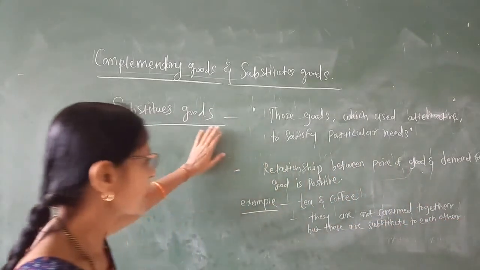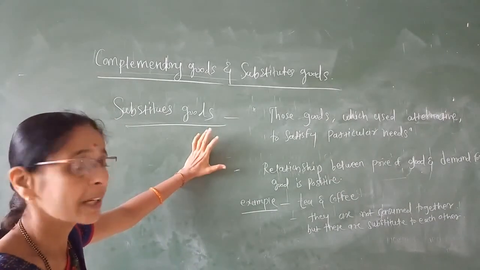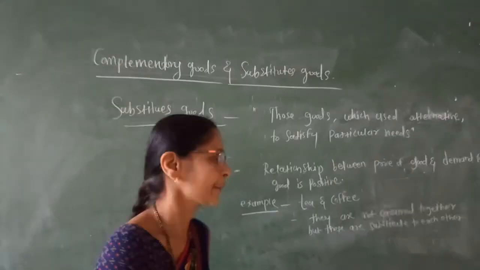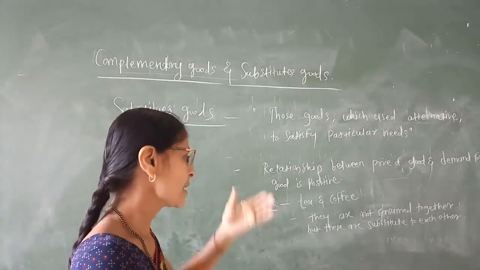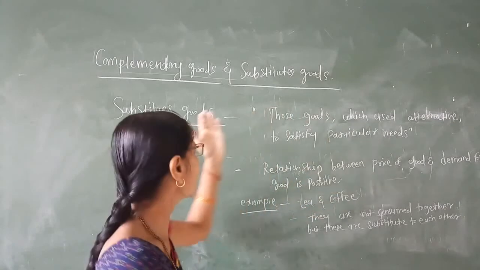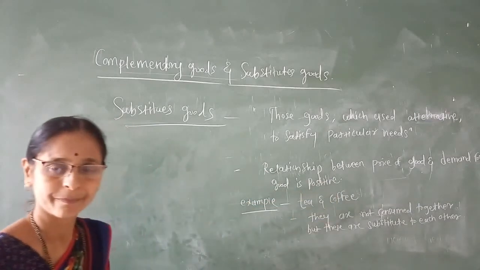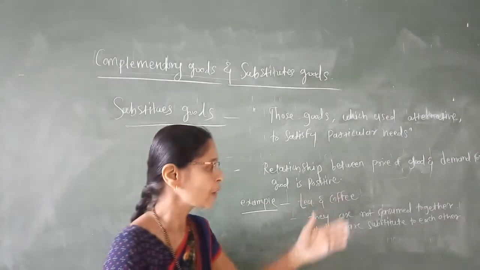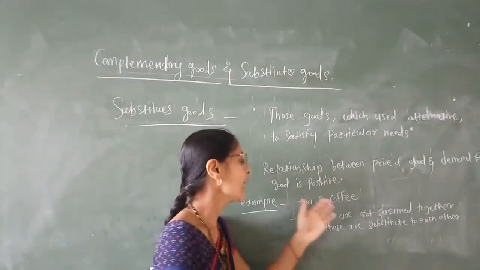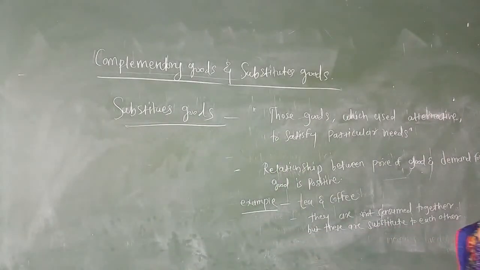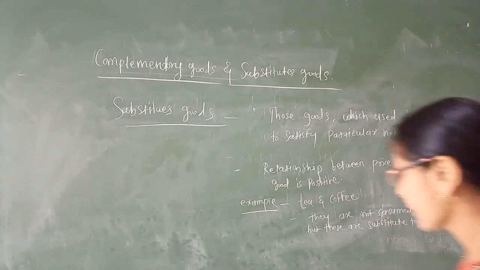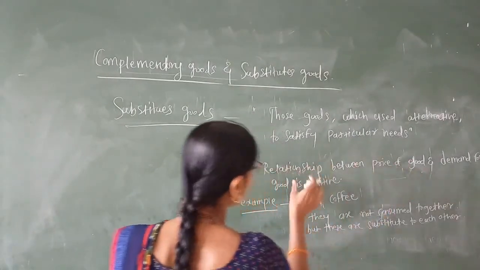See students, the substitute goods means those goods which are used as an alternative to satisfy a particular need. Means there is a relationship between the price of the substitute goods and the demand for the substitute goods. It is positive. For example, tea and coffee. Here the tea and the coffee are not consumed together, but they are substitutes to each other. Here the relationship between the price of a good and the demand is positive.